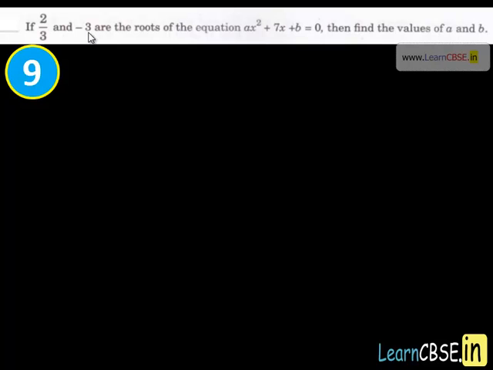Let's move to the next problem. If 2/3 and -3 are the roots of the equation ax² + 7x + b = 0, then we have to find the values of a and b in the given equation. Let us discuss how to frame a quadratic equation when the roots are given.